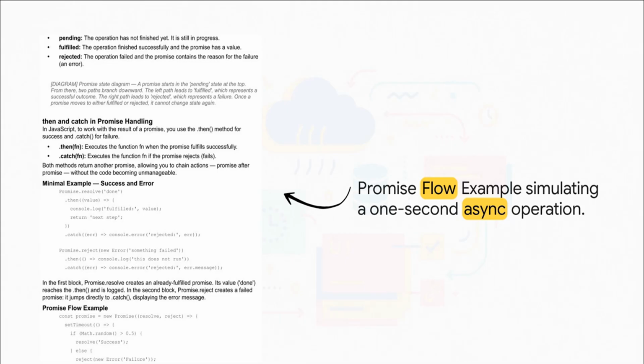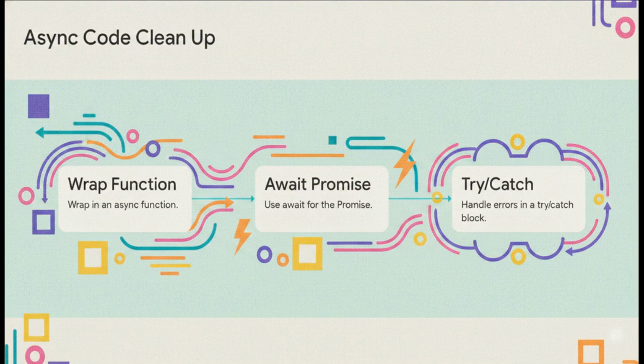The .then steps up to handle the successful result, and the .catch perfectly centralizes our error handling. And the best part? While that promise is hanging out waiting for that 1-second timer, the rest of your program just keeps right on running, completely smoothly. But we can actually make this even cleaner using modern syntax.